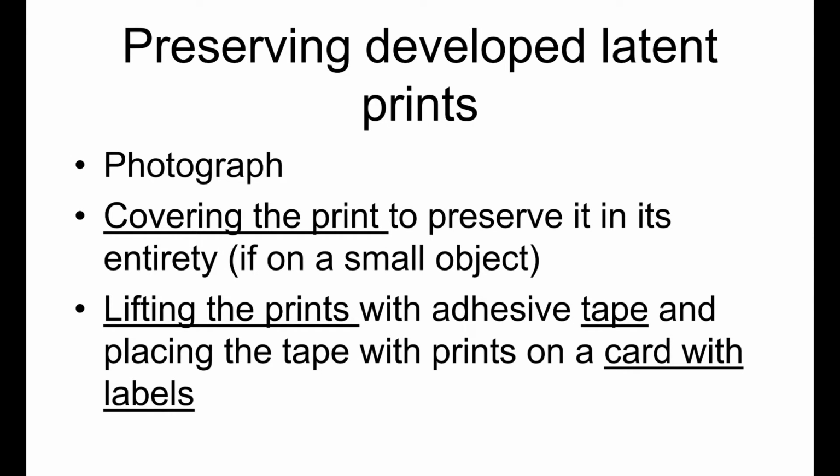Okay, so once we've developed the print, we then want to preserve it. So the primary means of preservation for a print would be to take a picture of it. Then we would cover the print to make sure that we have it in its entirety, especially if the print is on a small object, something we can leave the scene of the crime with. If the print is on a large object, so that we can't take the people's leather couch with us out of their home, then we would lift the print with adhesive tape. We would place that tape with the print on a card, and then we'd label it.